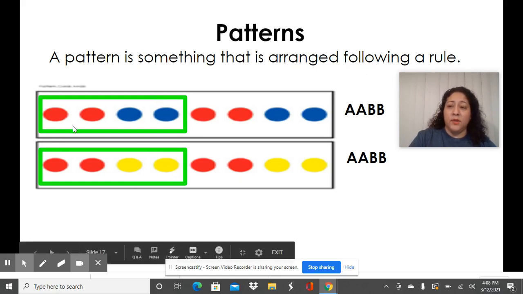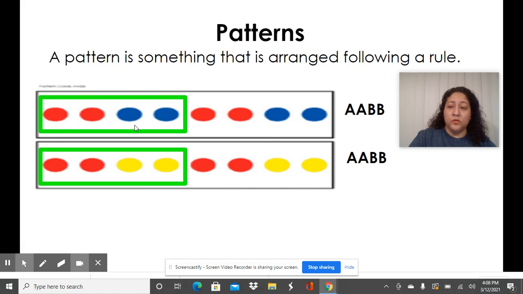Remember, with the AABB pattern, you also use two different colors, but you're going to use the first color 2 times and then the second color 2 times, like in this example. So here we have 2 reds, 2 blues, 2 reds, and 2 blues. Or you can also say red, red, blue, blue, red, red, blue, blue.